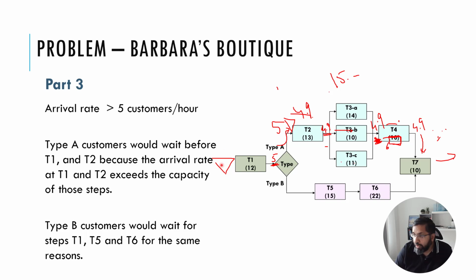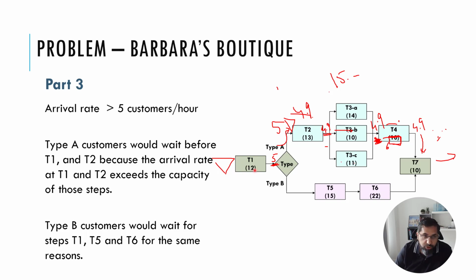Here, before T1, sometimes less than 5 might arrive if the arrival rate is random, it's going up and down. And so the queue here can go up and down depending on the arrival rate, but on average, there will be a queue here because the average arrival rate is more than 5. Okay, but after you go from T1, the processing time is always 12 minutes. That's not random. So you only get 5 customers per hour going out of T1.